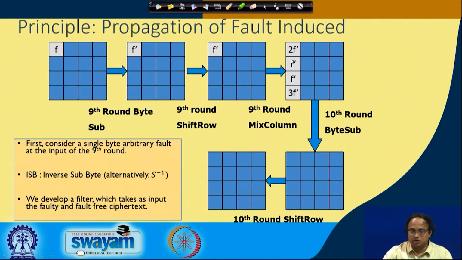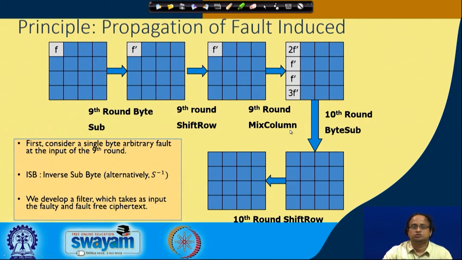Now, that means that if you do not make any assumption on the fault, then this column can take any of 2 power 32 values, but suddenly, because of the fault, it is constrained and it can take only 2 power 8 values, which means that there is a reduction in entropy, and that we will try to develop into a key retrieval process.